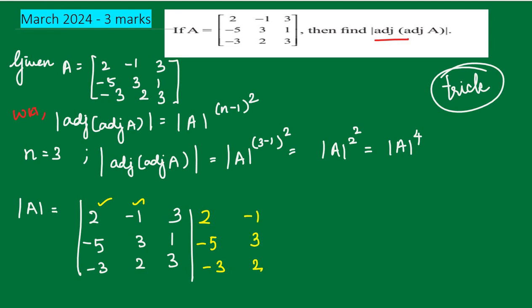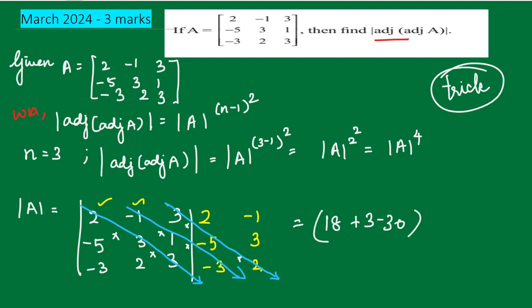Now the next step: I am going to take the diagonal elements and multiply them. Taking the diagonal elements and multiplying, we get the product 2 into 3 into 3. 2 into 3 is 6, 6 into 3 is 18, plus the next line, minus 1 into 1 into minus 3 gives me plus 3. Next, 3 into minus 5 is minus 15, into 2 gives minus 30. This is the first bracket.